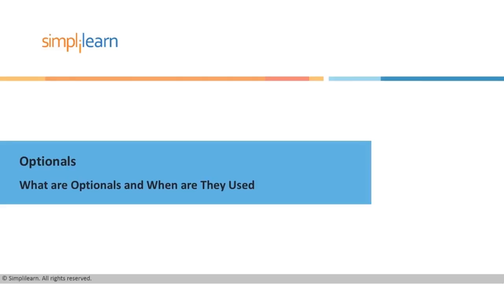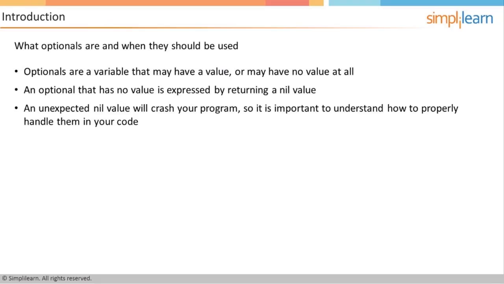Okay, so in this video we're going to talk about optionals, specifically what they are and when they are used. So optionals are a variable that may have a value or may have no value at all. And an optional that has no value is expressed by returning a nil value. Now the reason that's important is because an unexpected nil value will crash your program. So it's important to understand how to properly handle them in your code. And we're going to go over a couple different ways to do that in the next couple videos.